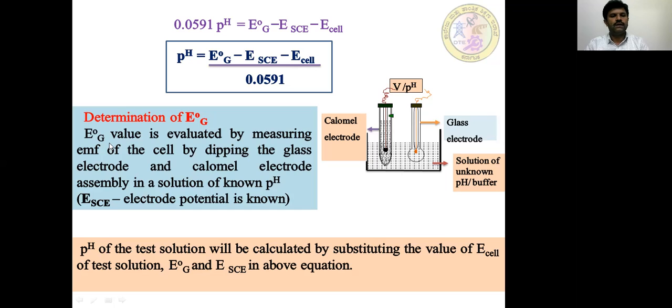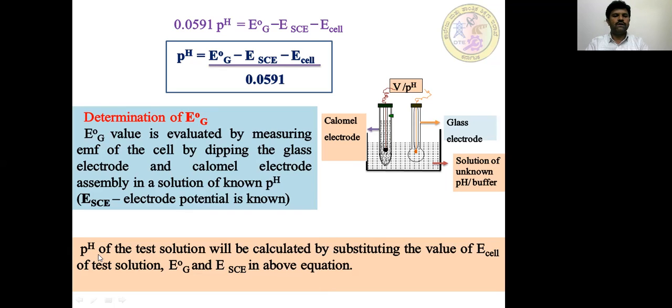So I repeat, the E naught G value is evaluated by measuring the EMF of the cell by dipping the glass electrode and calomel electrode assembly in a solution of known pH. Once we immerse these electrodes in known pH, we can find out the E naught G value, and then we can immerse these same electrodes in the test solution and note down the EMF of the cell. So we can substitute all these values and find out the pH.